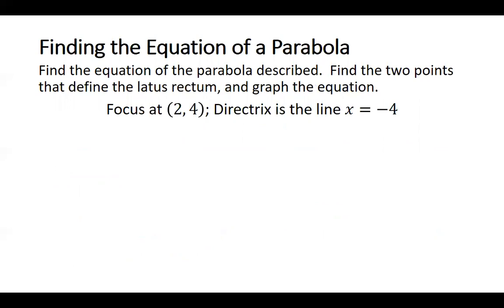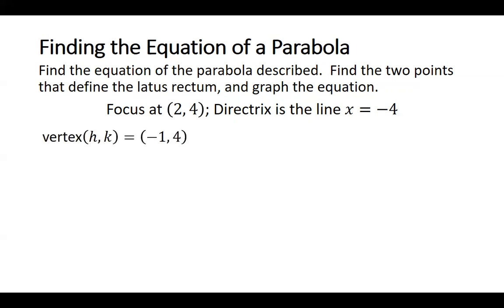Find the equation of the parabola described, find the 2 points that define the latus rectum, and graph the equation. We have the focus at 2, 4 and the directrix is the line x equal to -4. That's a vertical line, the directrix, which means the axis of symmetry is going to be parallel to the x-axis.